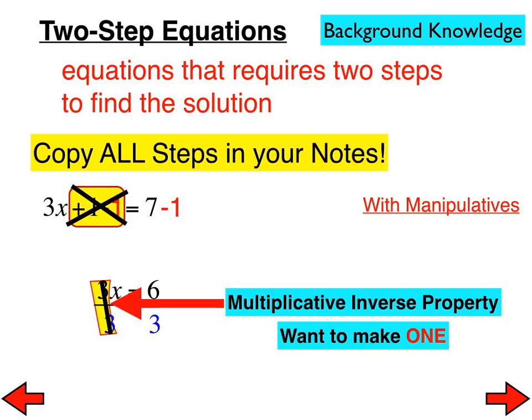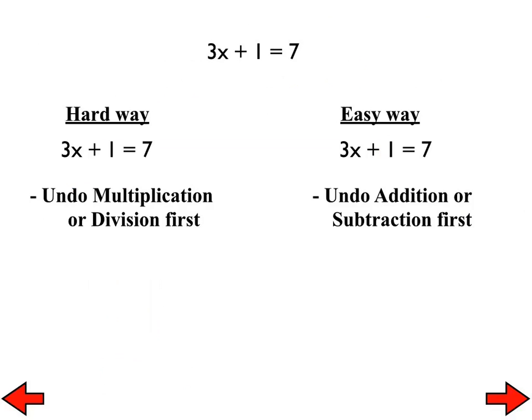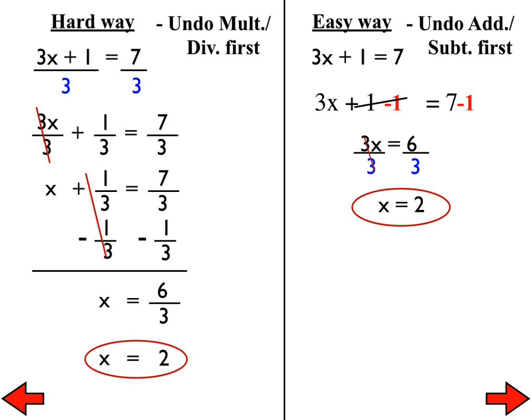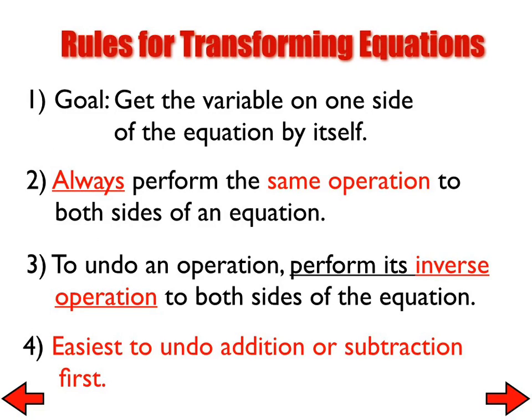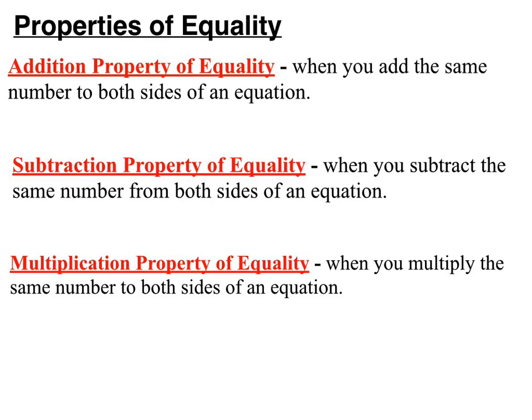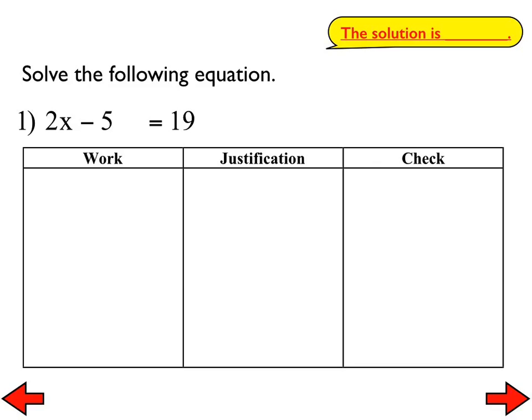We've talked about all of these little things over and over again. We talked about why you should add or subtract first as opposed to multiply or divide, and we talked about the rules for transforming equations. All the properties that we use when we solve these types of equations are the addition property of equality, the subtraction property of equality, the multiplication property of equality, and the division property of equality.